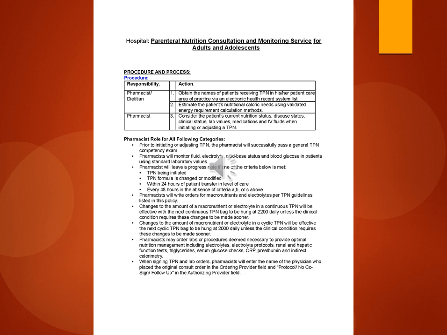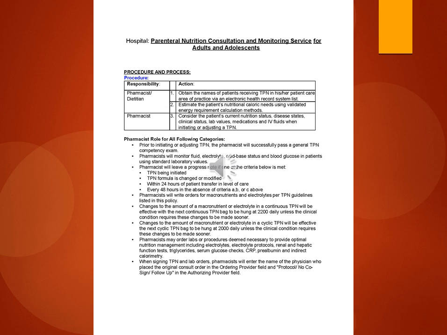Prior to initiating or adjusting TPN, the pharmacist will successfully pass a general TPN competency exam. Pharmacists will monitor fluid, electrolyte, acid-base status and blood glucose in patients using standard laboratory values. Pharmacist will leave a progress note if one of the criteria below is met: TPN being initiated, TPN formula is changed or modified, within 24 hours of patient transfer in level of care, every 48 hours in the absence of criteria A, B, or C above.